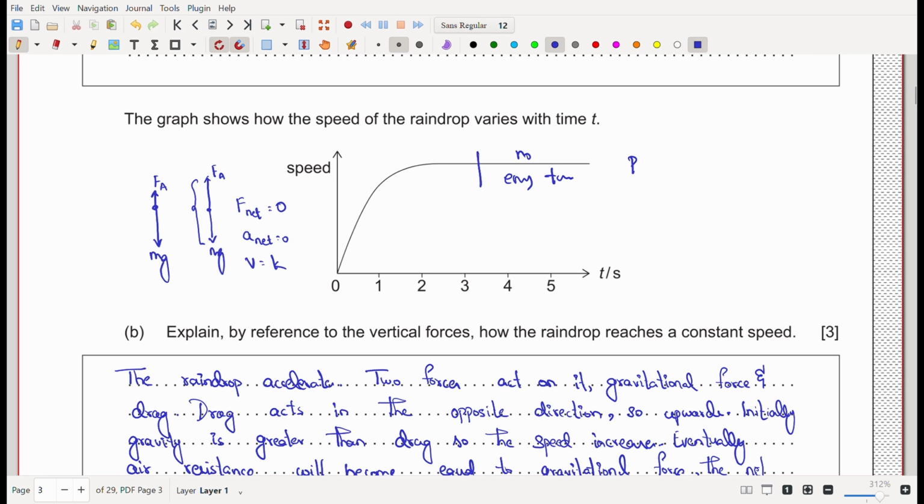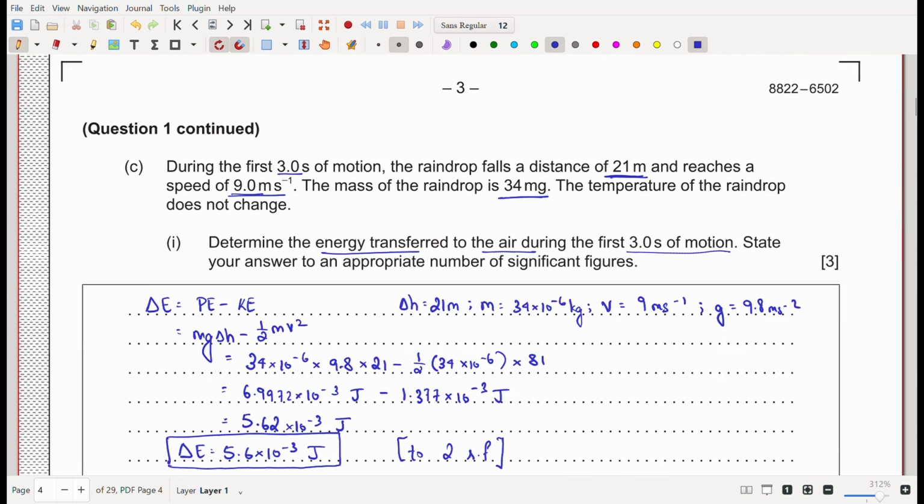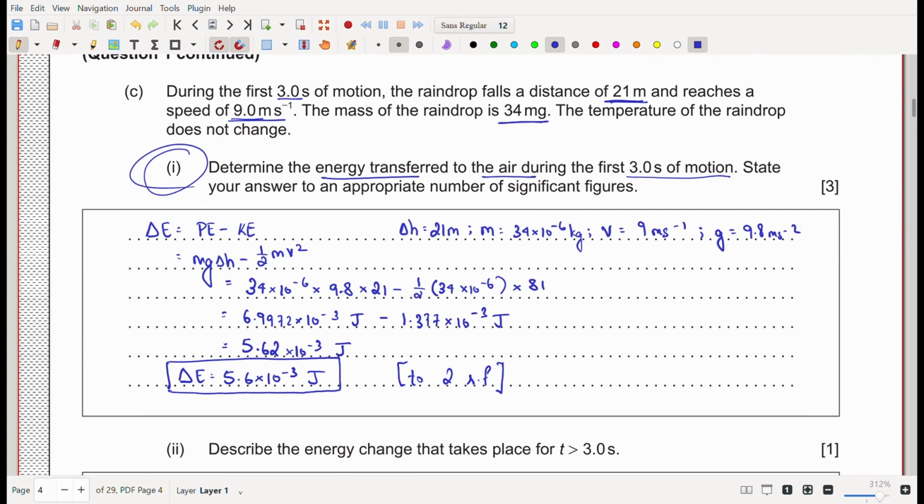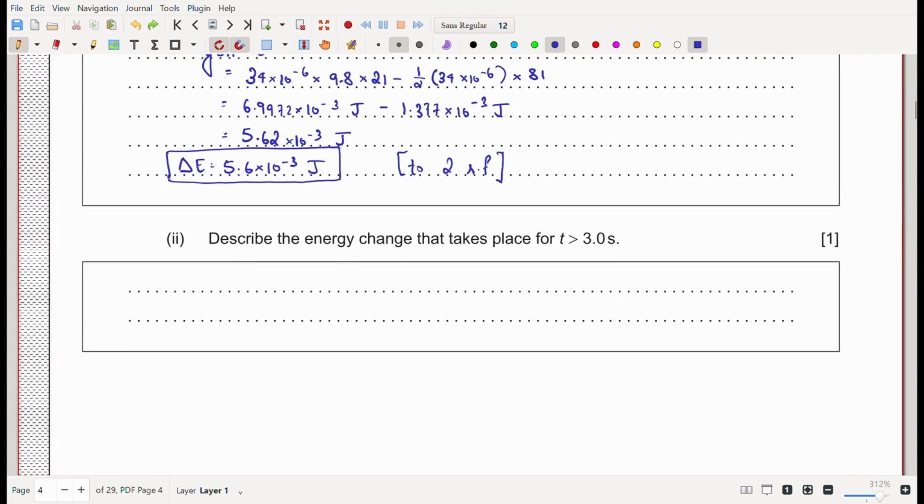Not no energy transferred, but PE does not directly become KE anymore. Instead, we are losing energy to the air, like how we calculated in C part 1. So let's just say that the graph shows that delta V is equal to 0 at t greater than 3 seconds.